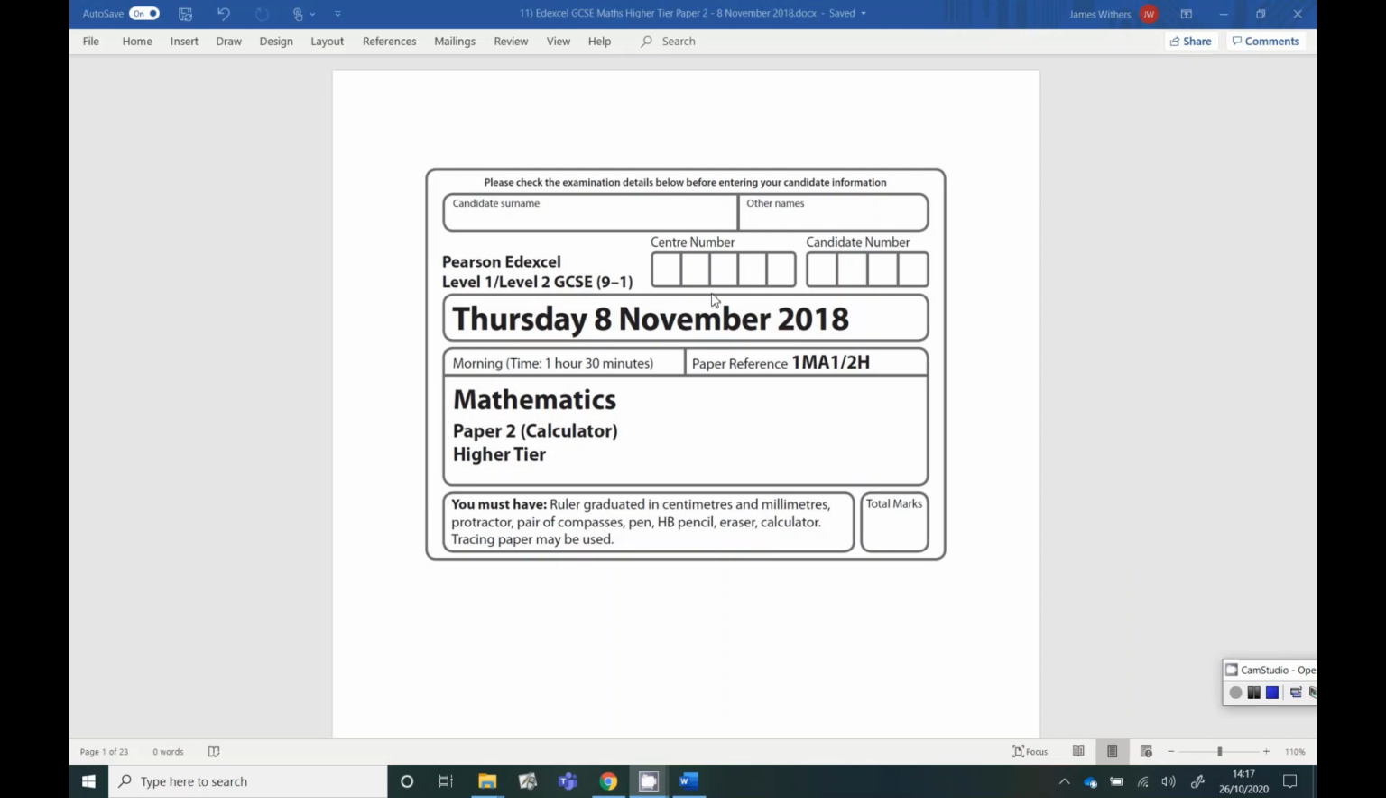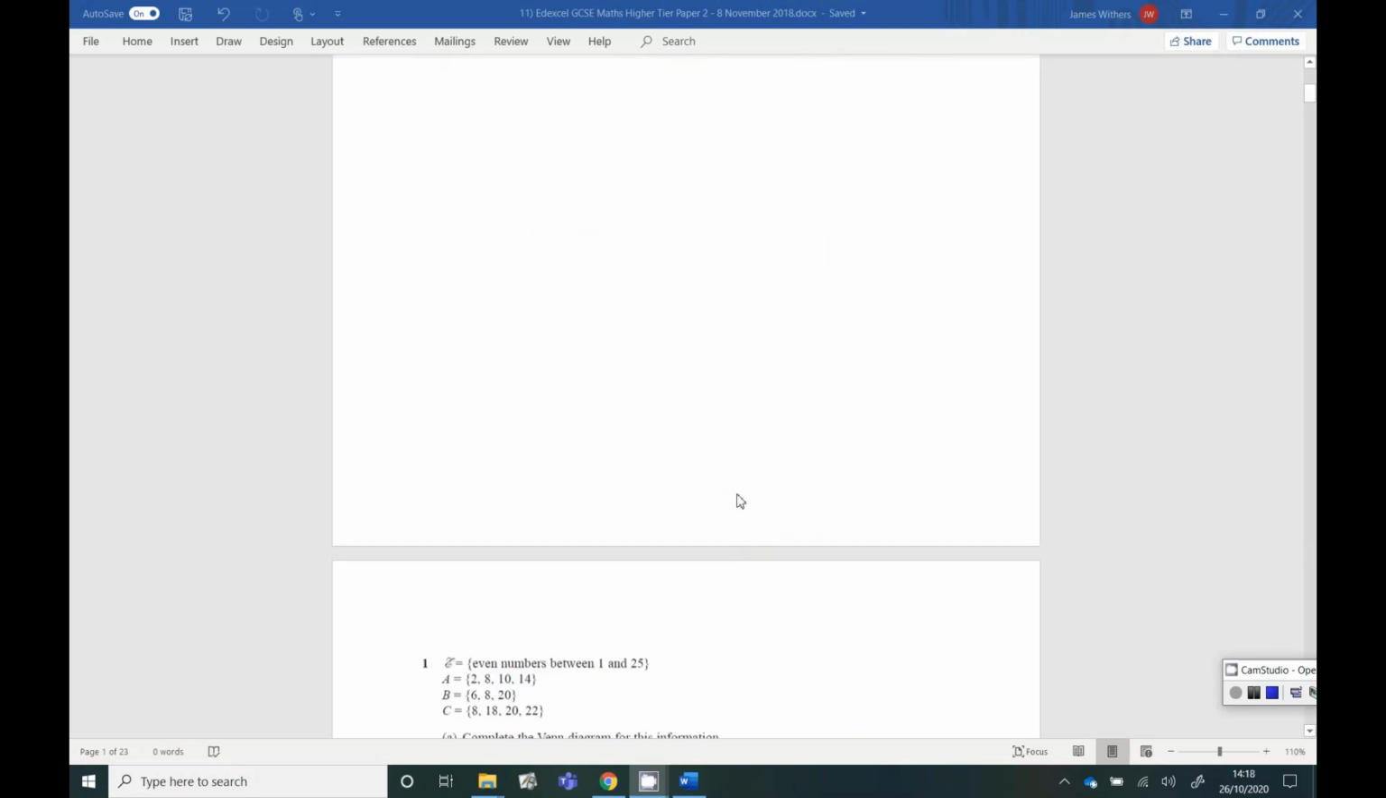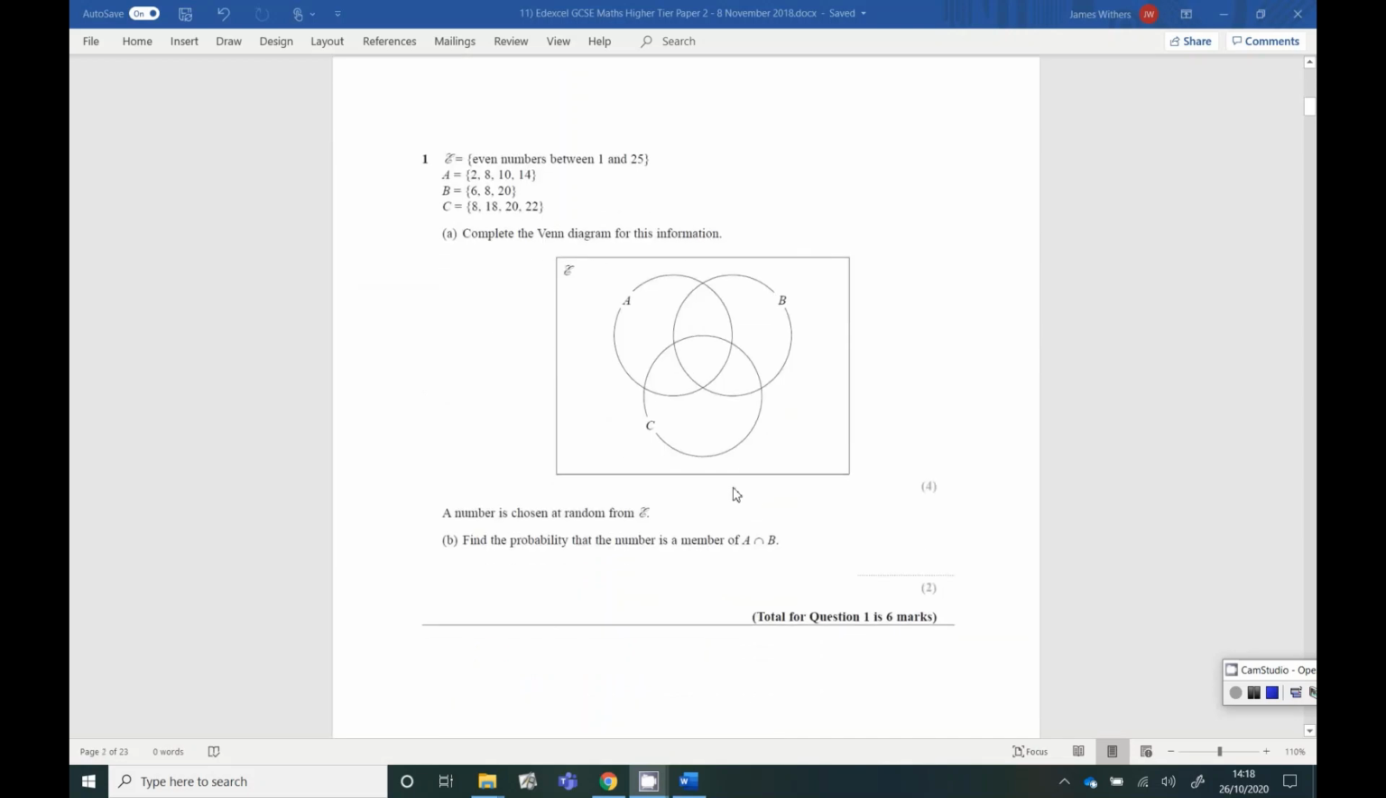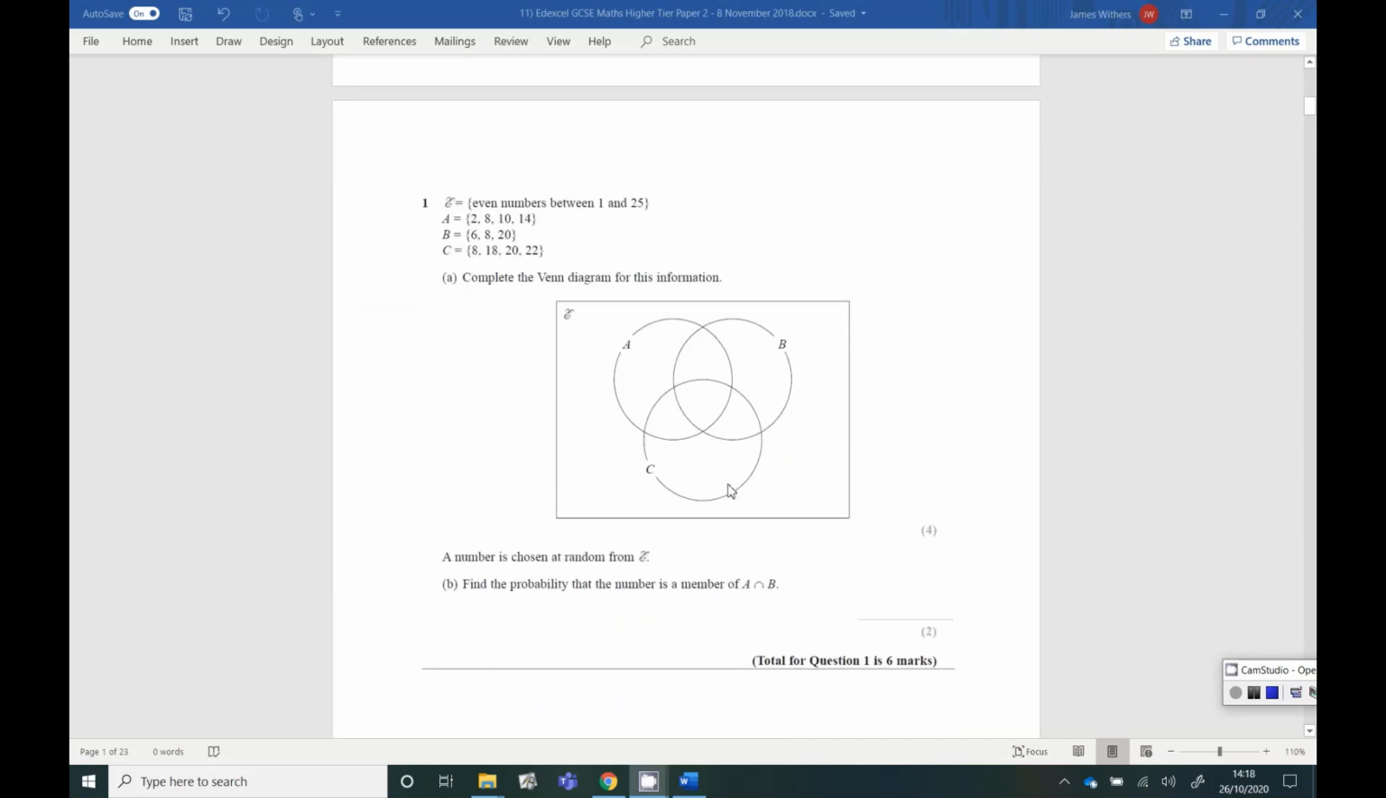This is the Edexcel GCSE paper 2 from Thursday the 8th of November 2018. So question 1, complete the Venn diagram.